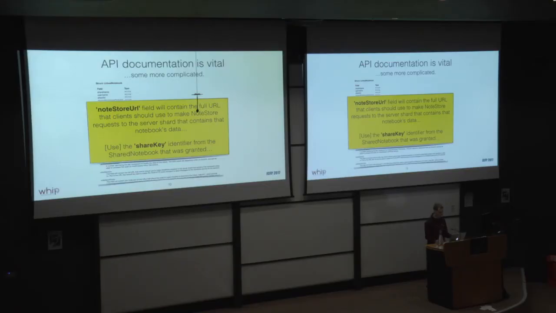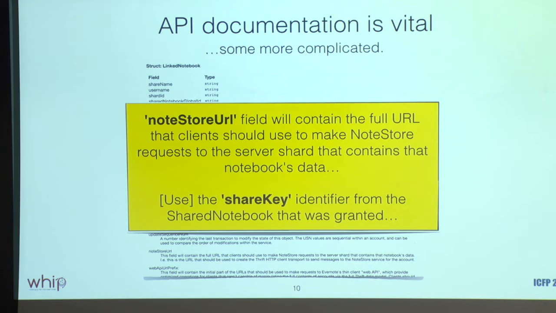Okay, but there are other more complicated invariants encoded in this documentation as well. Here in the documentation for list linked notebooks, it states that the note store URL returned is a URL that clients should use to connect to, and additionally, they can access the shared notebook by using that share key also returned in list linked notebooks.